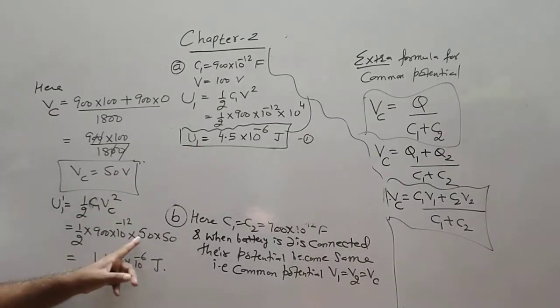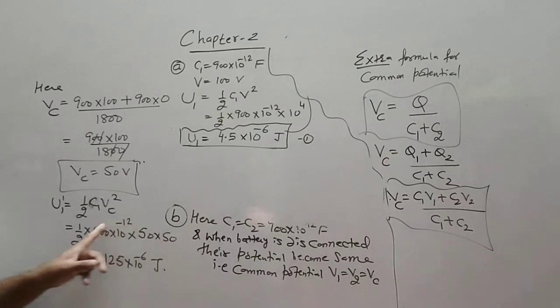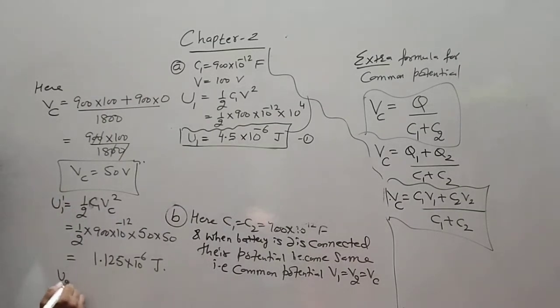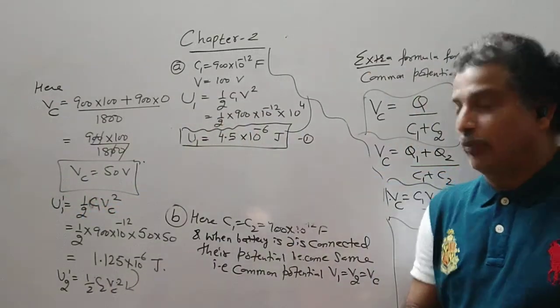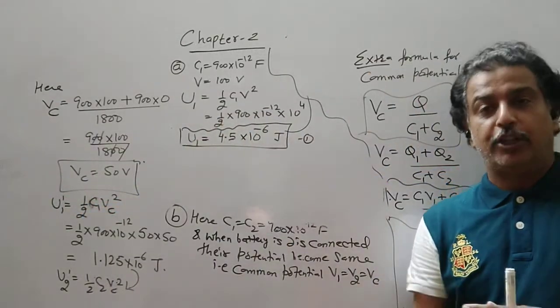So clearly, you take the power, then 25 multiplied by 9 divided by 2, you will come to this answer. So U1 dash comes out to be this. When I write U2 dash, it will be again half C2 Vc square. Both values are same, again you will get this answer. So this is how the concept of potential is introduced.